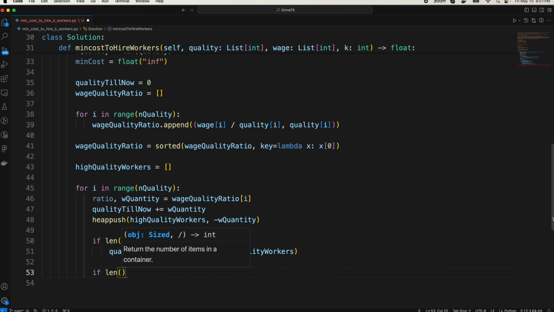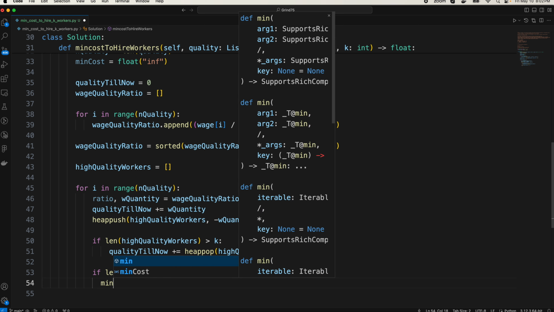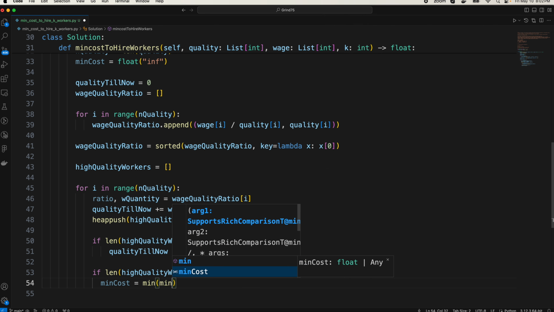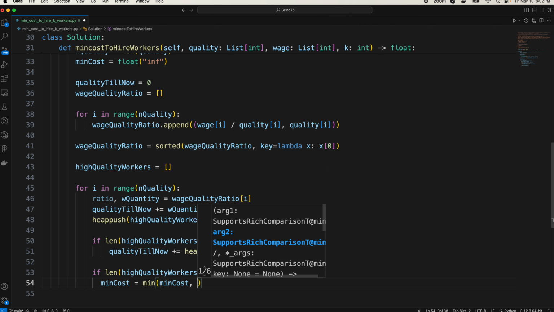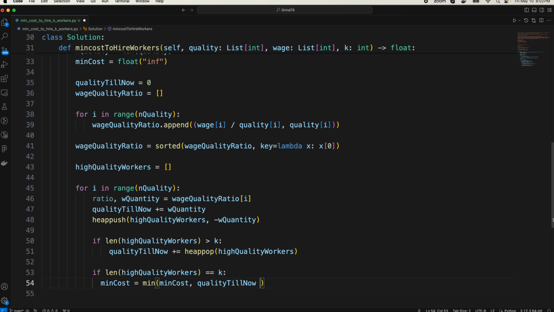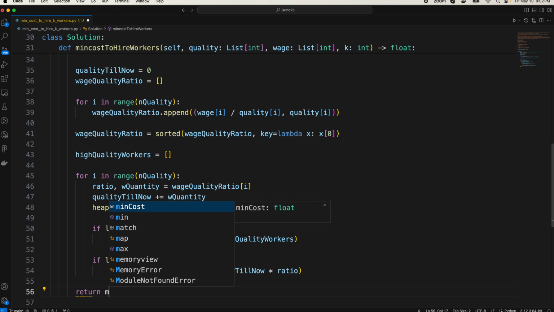But if the length of our high quality workers is equal to k, that means we have to update the minimum cost now. Meaning minimum of minimum cost and the quality till now times the ratio we have. So at last we just return the minimum cost.